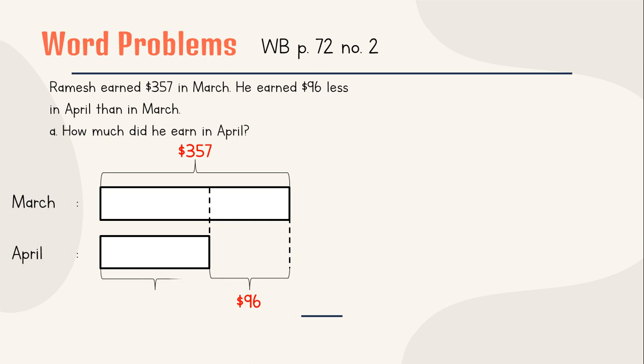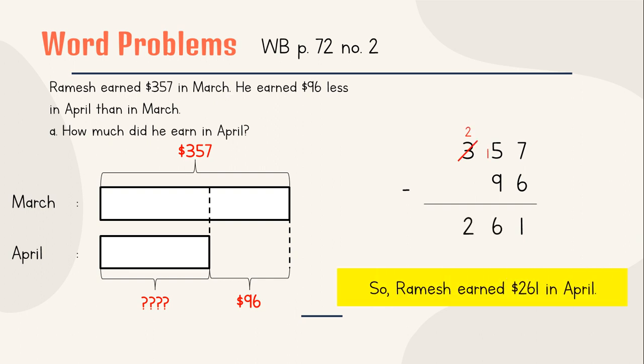Then can we find the answer for this question? How much did he earn in April? What do we have to do? Subtraction. That's it. So Ramesh earned $261 in April. Got any question?